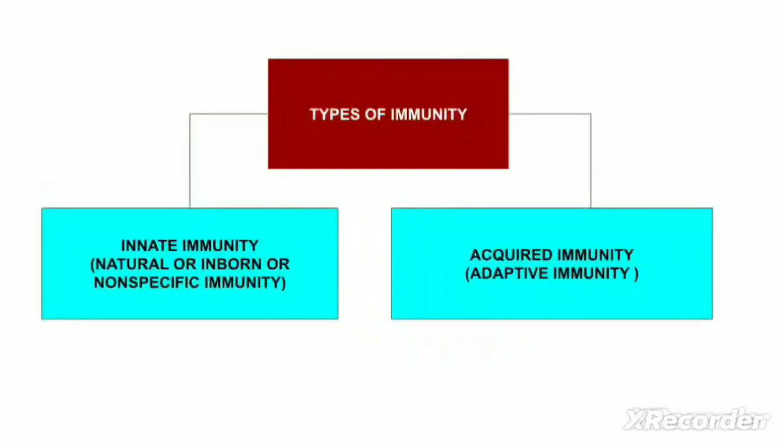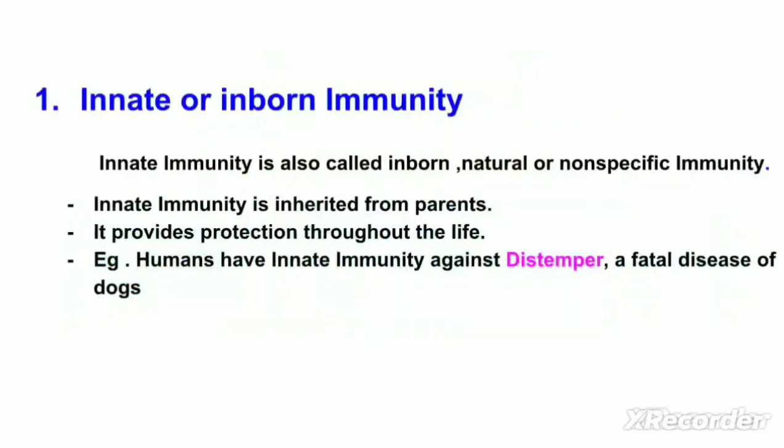Now, different types of immunity. Immunity is of two main types. First one is innate immunity and second one is acquired immunity. First of all, I will discuss innate immunity. Innate immunity is also known as inborn or natural or non-specific immunity.